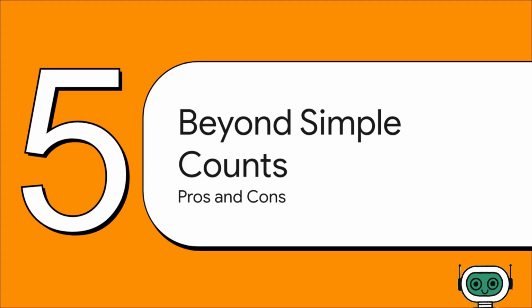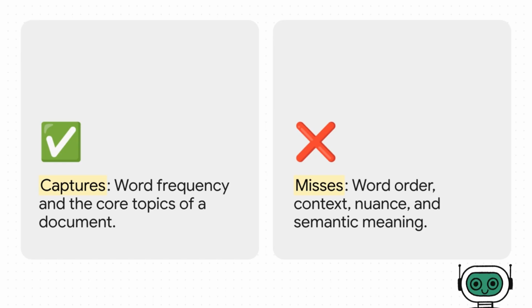But of course, that beautiful simplicity comes at a price. It's crucial that we're honest about the trade-offs we're making when we choose to use this model. Bag of words is fantastic at capturing word frequency. It gives you a great high-level signal about a document's core topic. But what it completely misses is context. The classic example is dog bites man versus man bites dog. To a bag of words model, those two sentences are identical. They have the same words with the same counts. The meaning, which is entirely locked in the word order, is just gone.